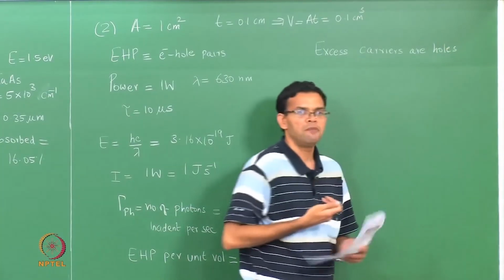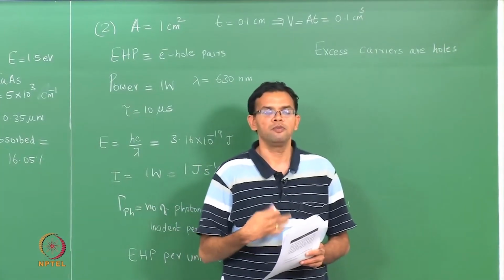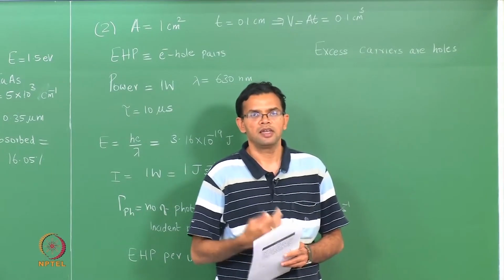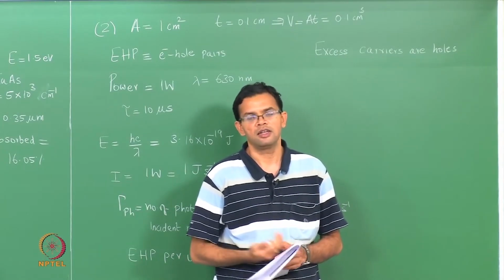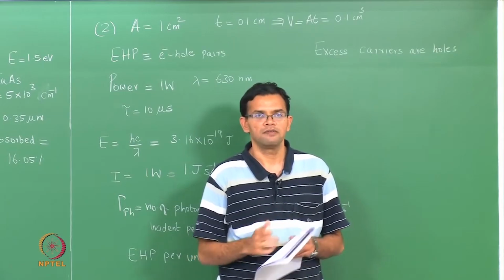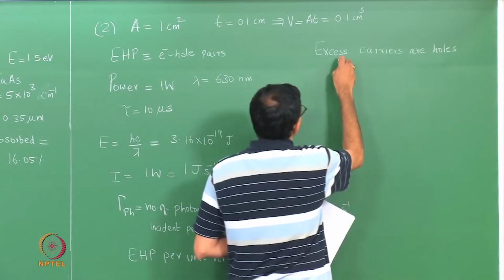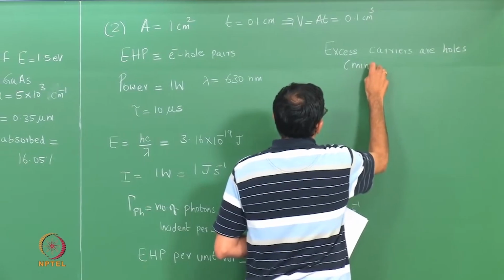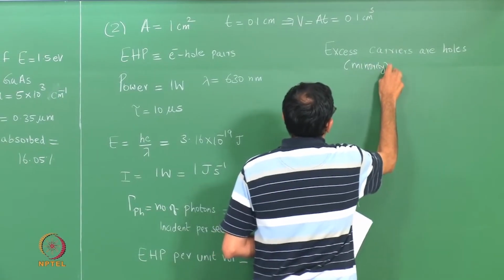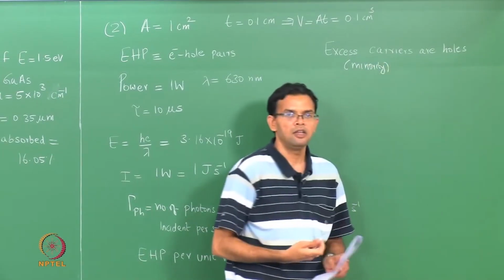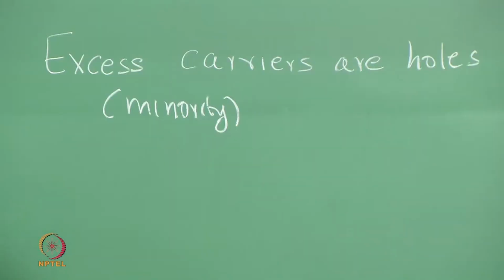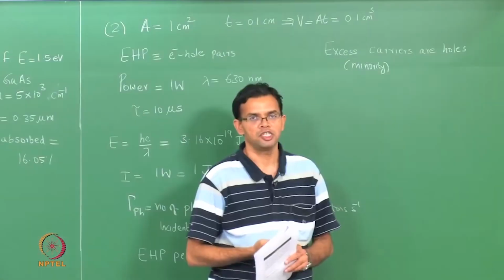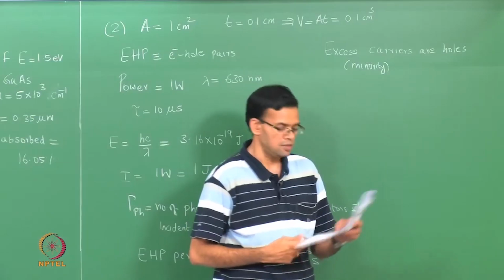You can do the same thing by assuming the material to be p type, so that the excess minority carriers are electrons, but it will not affect the final result. So, these are the excess minority carriers. When we have light illuminating on a sample, it is possible to write an equation for the excess carriers.